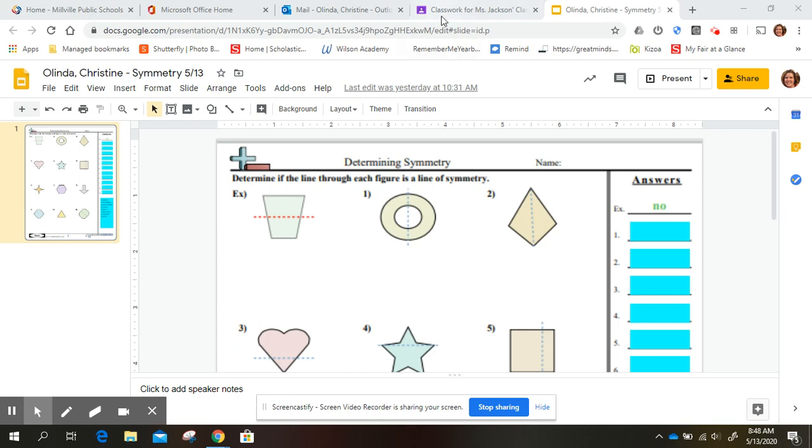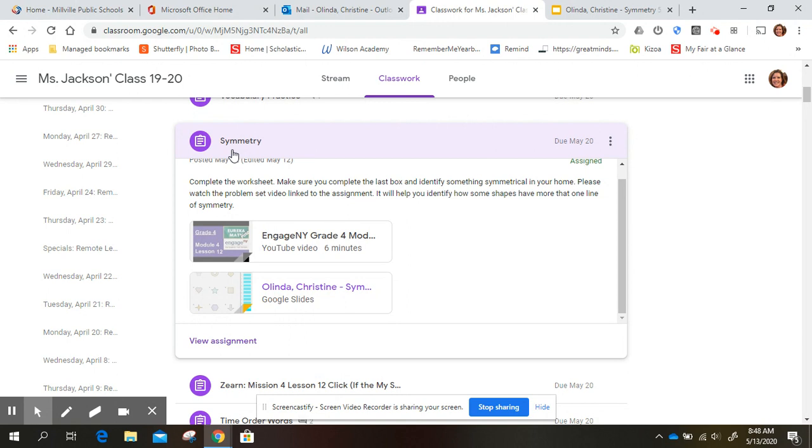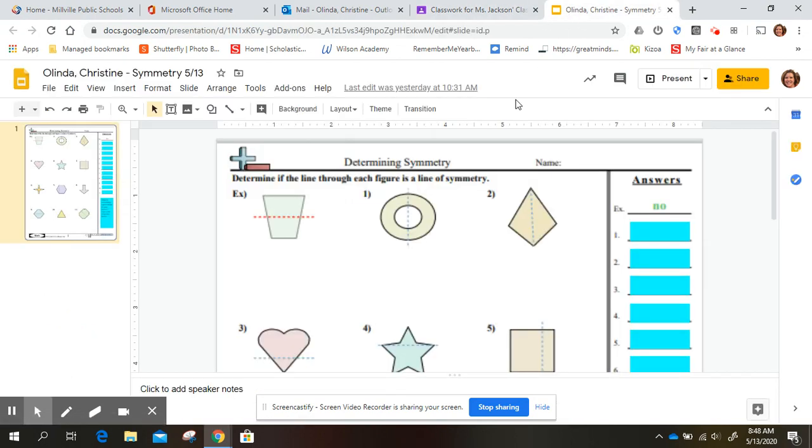Jackson's class, you are working on symmetry for math. You had to watch the YouTube video that was 6 minutes long that explained what symmetry is, and then you needed to click on the assignment. It says, determine if the line through each figure is a line of symmetry. So remember, the line of symmetry cuts exactly through the middle to determine if both sides are exactly the same.